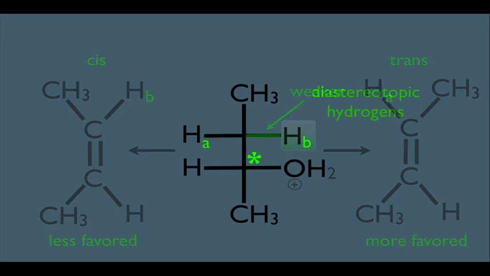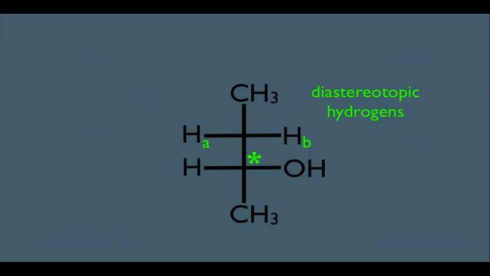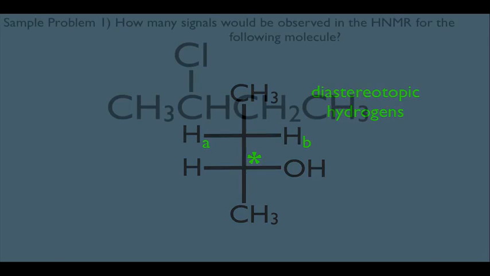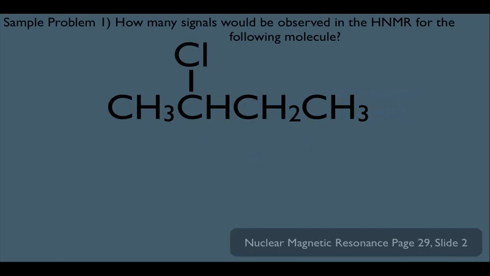This is true for all diastereotopic hydrogens. So therefore, we should expect to see a signal for the HA and a separate signal for the HB on the NMR. So let's put this into practice here. Sample problem. How many signals would be observed in the HNMR for the following molecule? Well, first, let's notice that we have an asymmetric carbon right here. And notice right next door to this carbon to the right, we have a carbon that has two hydrogens connected to it. These hydrogens right here. These would be your diastereotopic hydrogens.